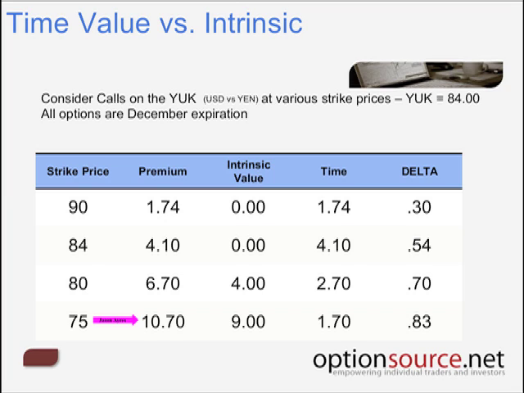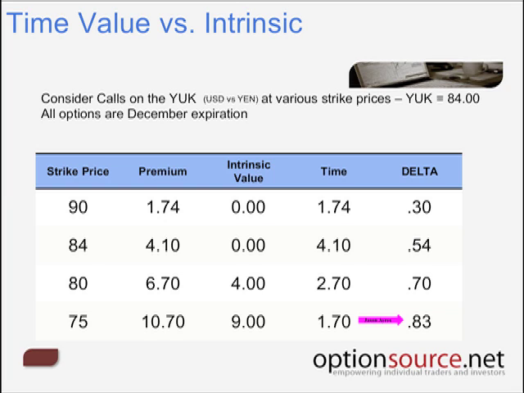Now, going even deeper into the money, what you'll notice here is we're putting up $10.70, which, yes, is getting a little bit more expensive, but what I always say is that we have control over how much we risk. So just because we're putting up $10.70 doesn't mean we're going to risk that entire amount. But what we can notice here is that we're buying $9 in intrinsic, and we're paying $1.70 in time.